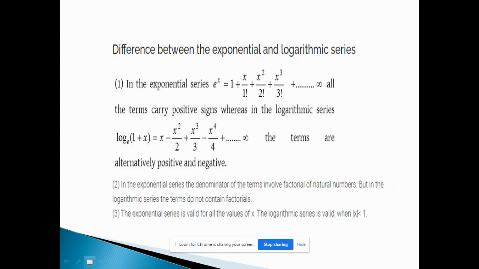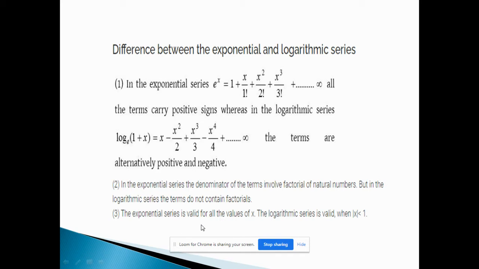What is the difference between the exponential and logarithmic series? We already discussed the expansion in the previous chapter: the expansion of e power x equals 1 plus x by 1 factorial and so on. In the logarithmic series, log of 1 plus x is x minus x square by 2, x cube by 3, where the terms alternate between positive and negative. In the exponential, every term has a positive sign.